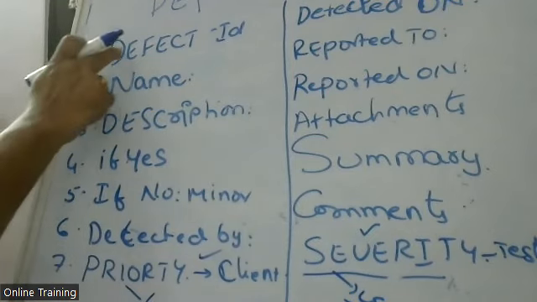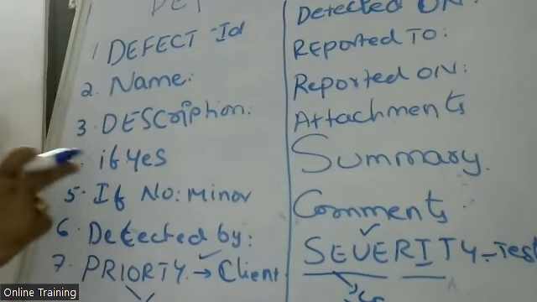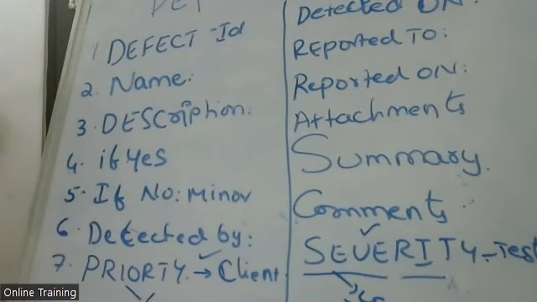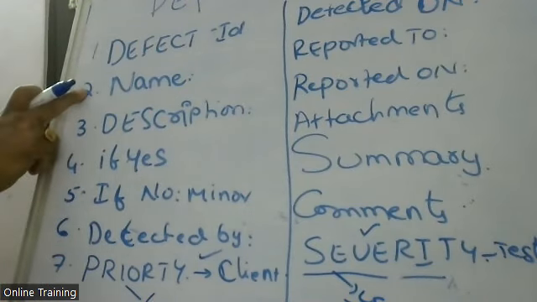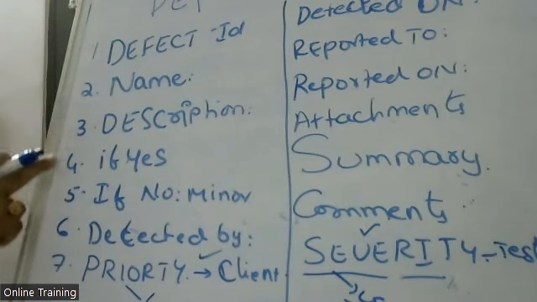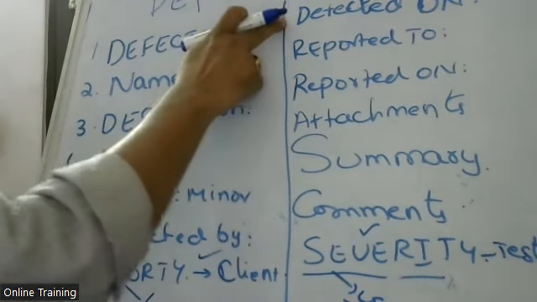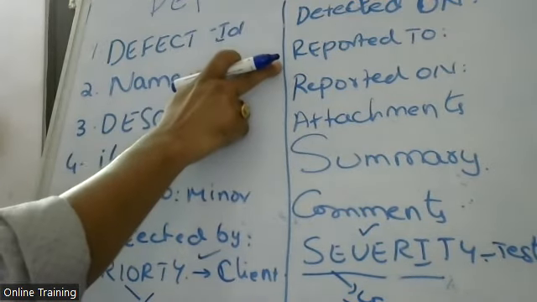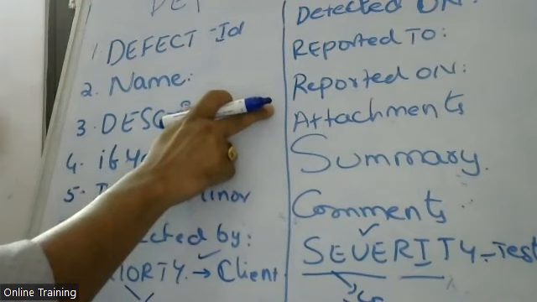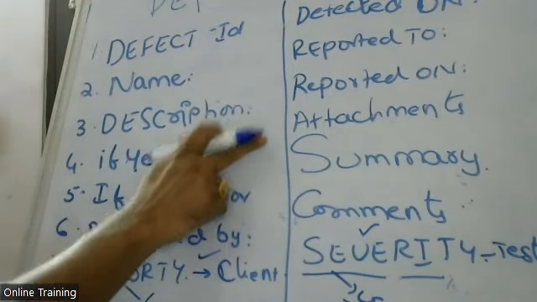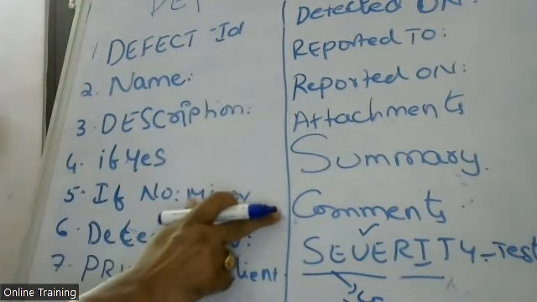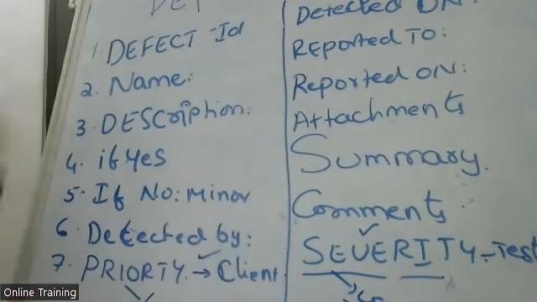Okay. So these are the contents present in your defect report: defect ID, name of the defect, description, if yes/no, detected by, priority, detected on, reported to, reported on, attachments, summary, comments, and the last one is severity. These are all the contents present in your defect report.